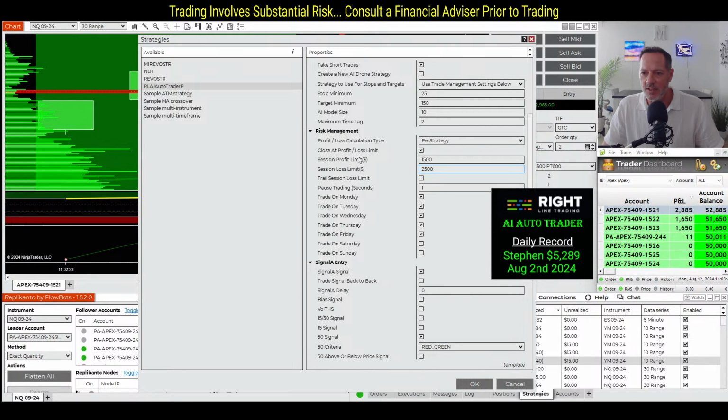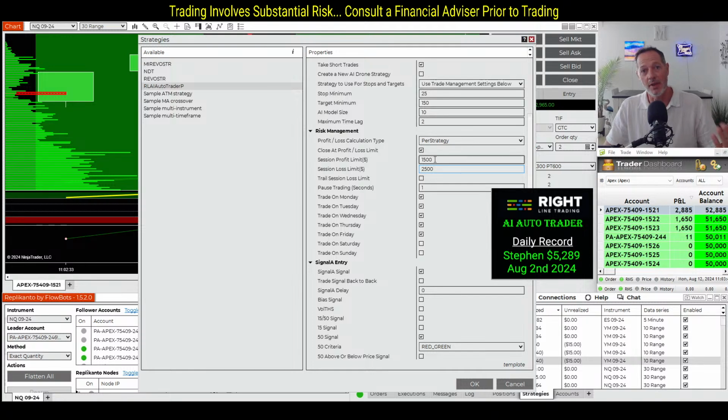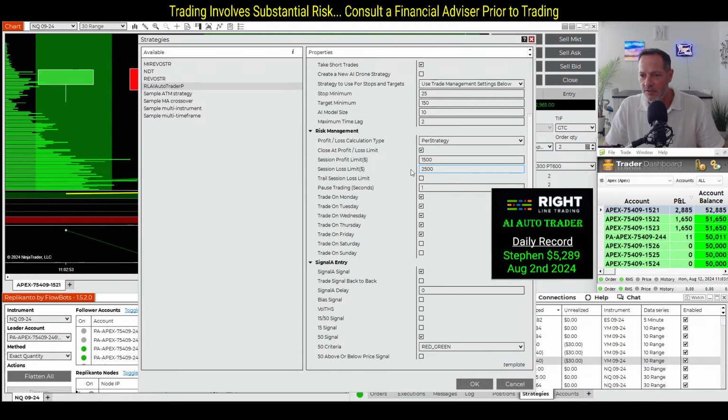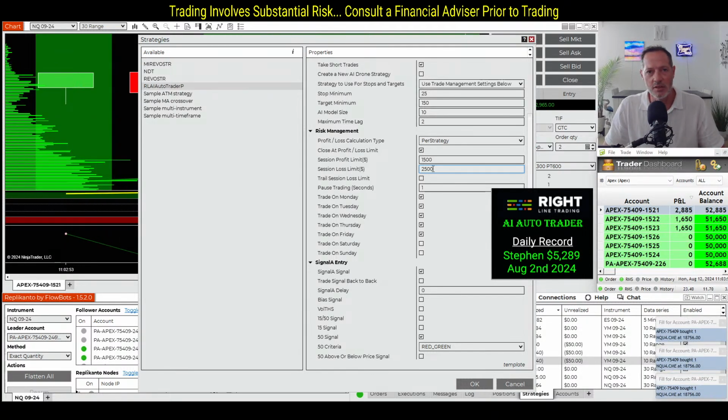This is your daily session profit limit, the amount of money that you want the strategy to allow it to make. And then this is your loss limit, how much money you're willing to lose. You know, what's your tolerance for pain right here. This should say tolerance for pain. Mine's high. Mine's really high. Yours probably isn't and shouldn't be.